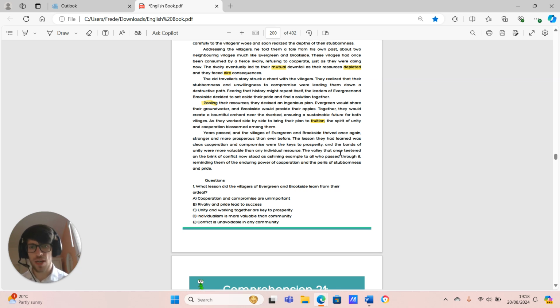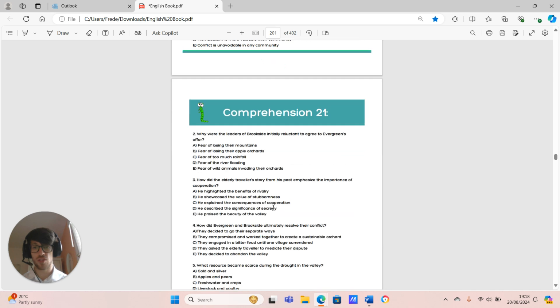So, what lesson did the villagers of Evergreen and Brookside learn from their ordeal? Cooperation and compromise are unimportant? Definitely not, get rid of that. Rivalry and pride lead to success? It didn't. They only found success after they worked together. Unity and working together are key to prosperity. Those are synonyms of cooperation and compromise. Let's say C and move on to question 2.